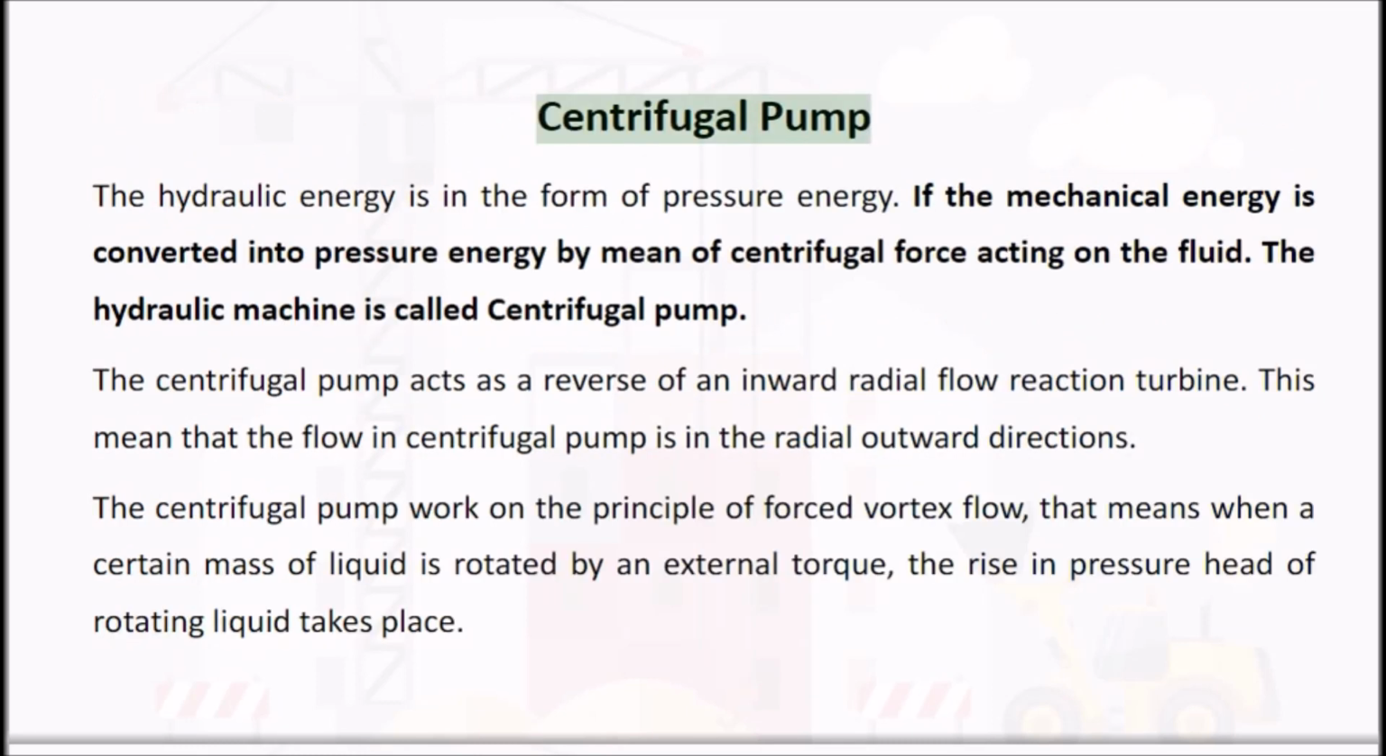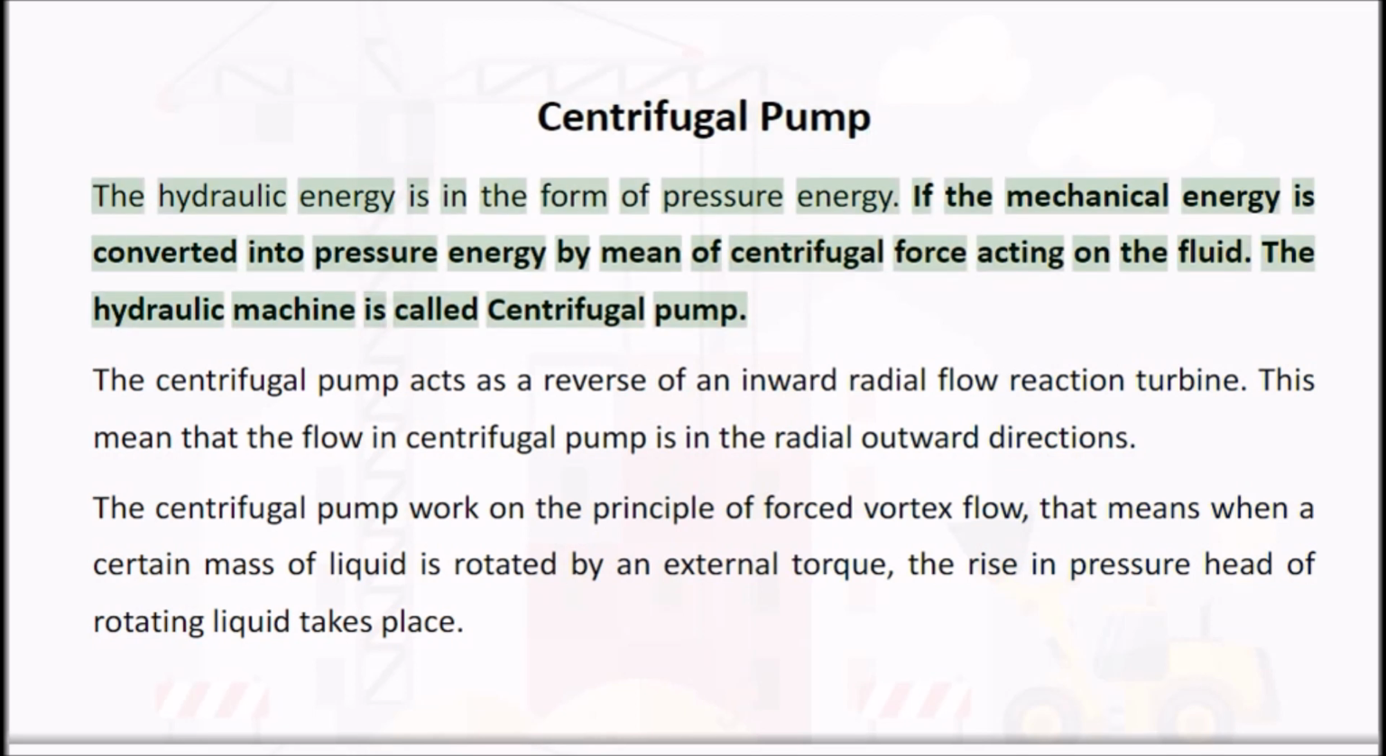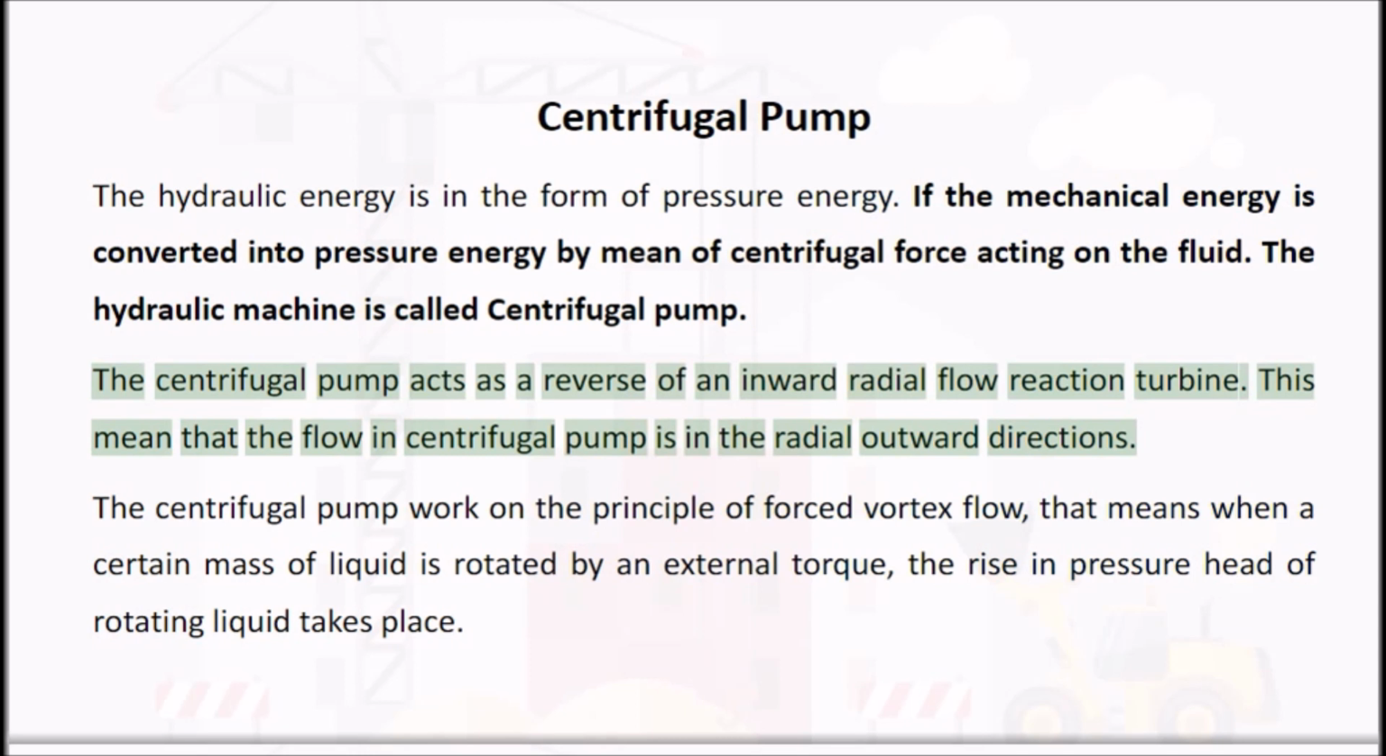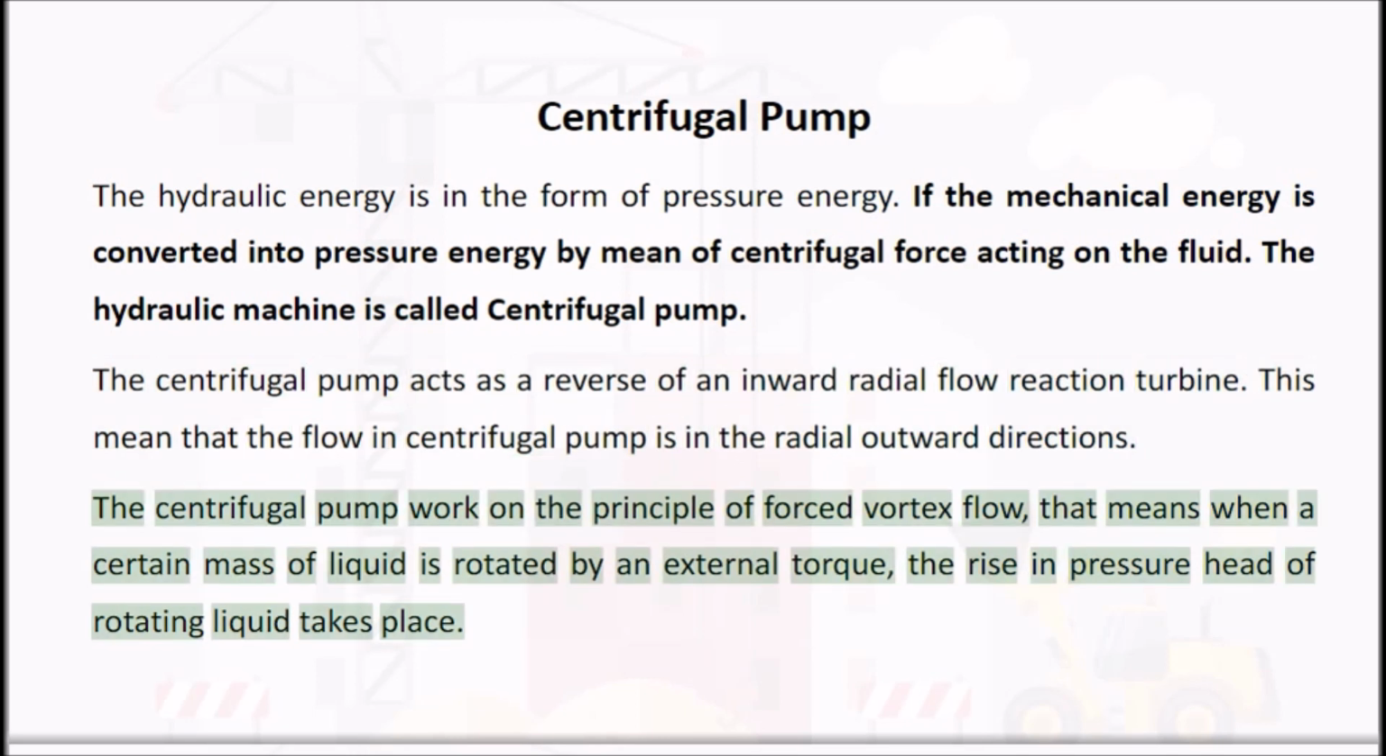Centrifugal pump. The hydraulic energy is in the form of pressure energy. If the mechanical energy is converted into pressure energy by means of centrifugal force acting on the fluid, the hydraulic machine is called a centrifugal pump. The centrifugal pump acts as a reverse of an inward radial flow reaction turbine. This means that the flow in a centrifugal pump is in the radial outward direction. The centrifugal pump works on the principle of forced vortex flow.